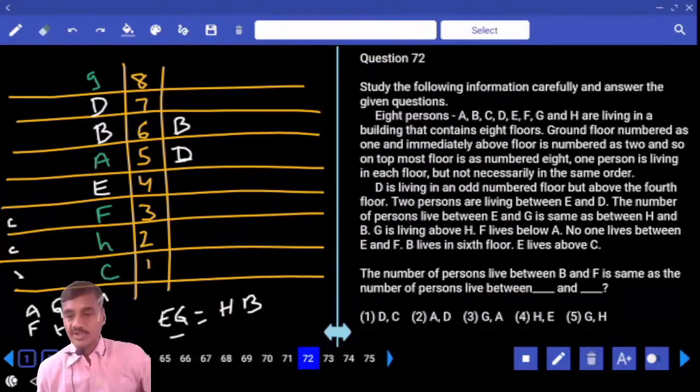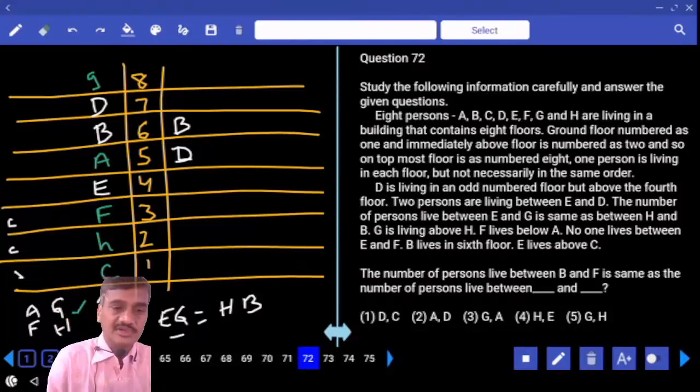72. The number of persons living between B and F. There are exactly 2, same as between D and C. Between D and C, there are 5 people. Between A and D, there is 1 person. Between G and A, there are 2 persons. Choice 3, question number 72.